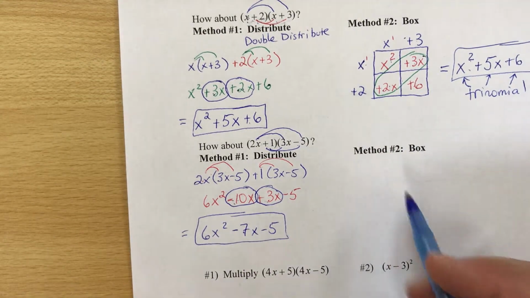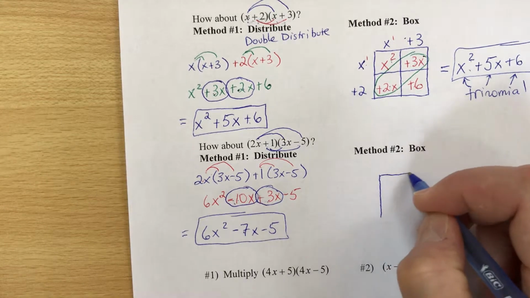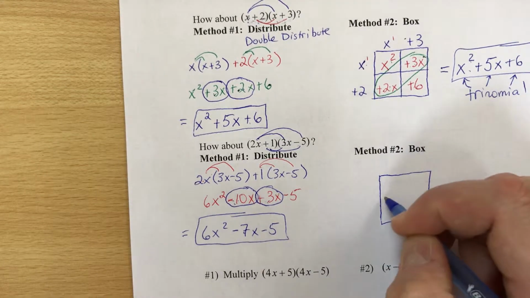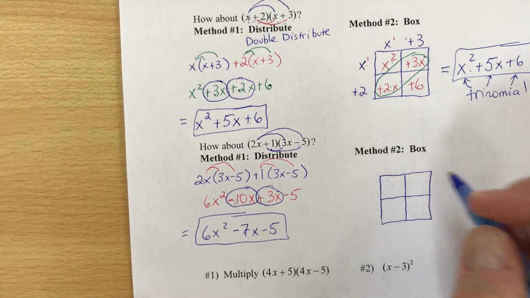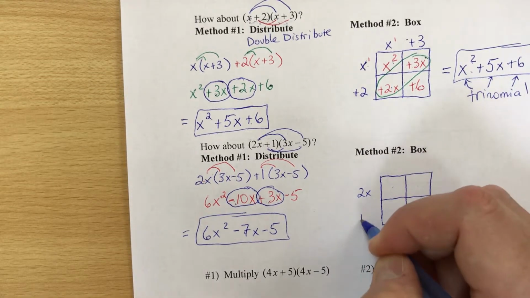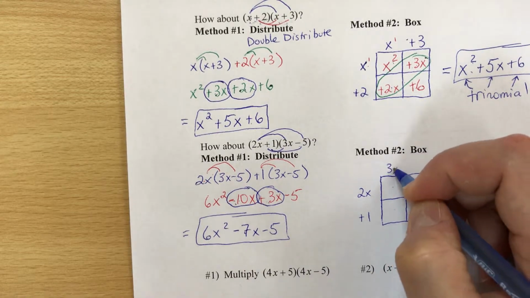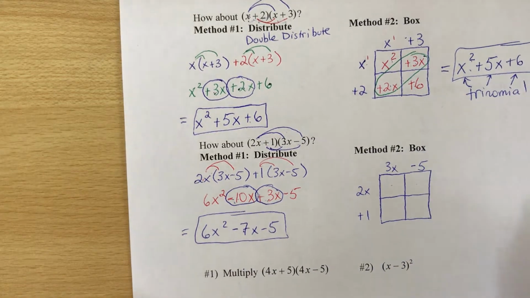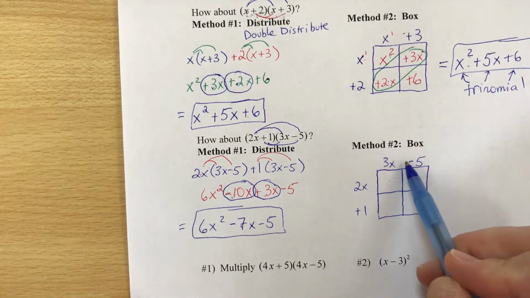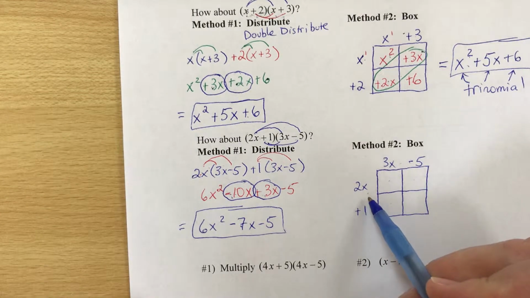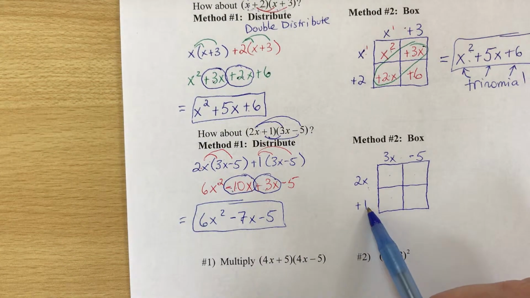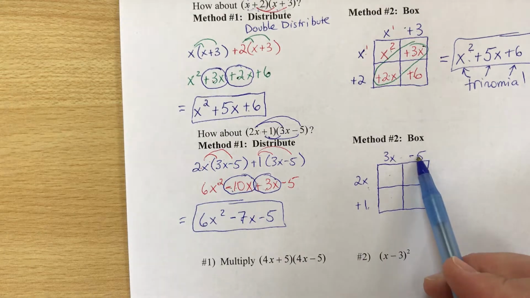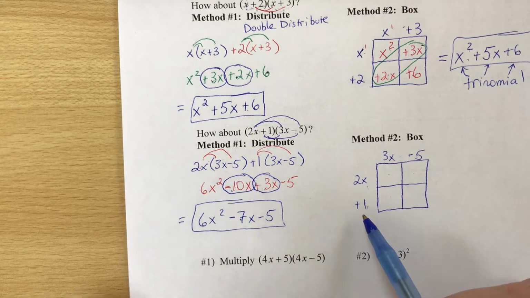If you were going to box this, again, it's a binomial times a binomial. So we'll do a 2 by 2 square, so 4 spaces. We have 2x plus 1, and we have 3x minus 5. Now you may be asking, well, why don't you put the minus in between here? Why don't you put the plus in between? It's because I want to remember that this 1 is a positive 1, but this 5 is a negative 5. So I will always put the sign with the number, that second number.